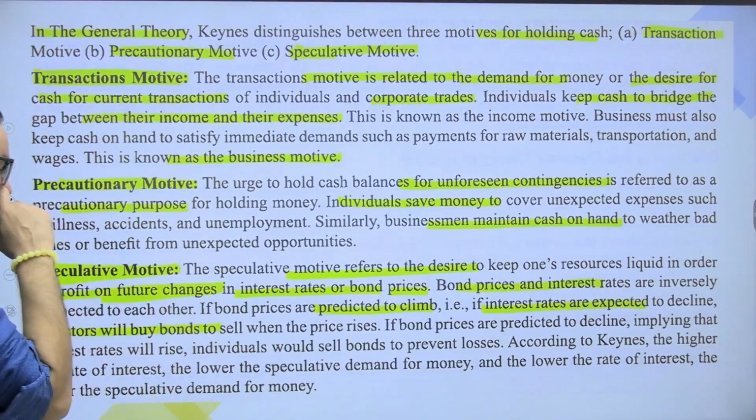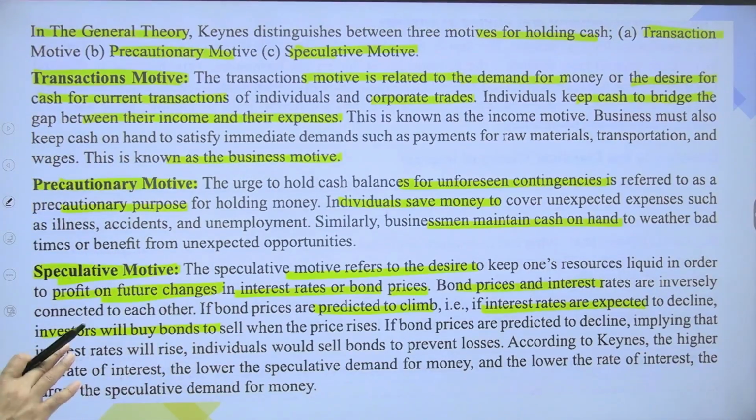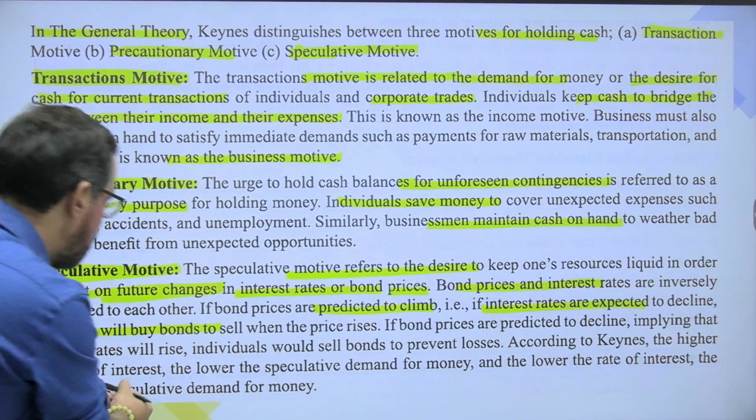Investor will buy bonds to sell when the prices rise. If bond prices are predicted to decline, implying that interest rates will rise, individuals would sell bonds to prevent losses. According to Keynes, the higher the rate of interest, the lower the speculation demand for money, and the lower the interest rate, the higher the speculation demand for money itself.